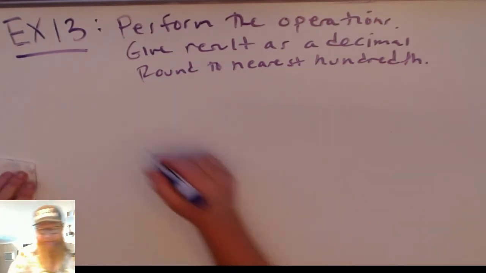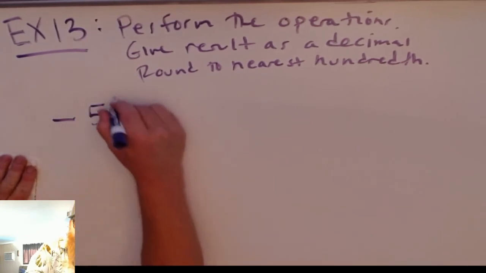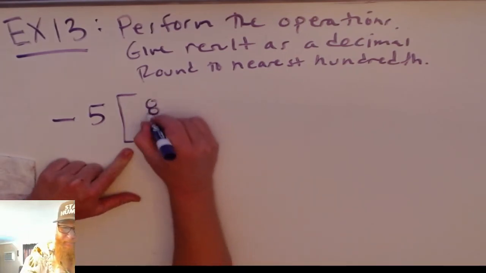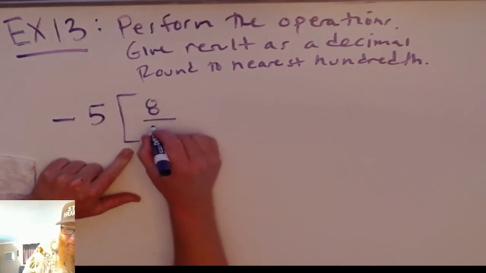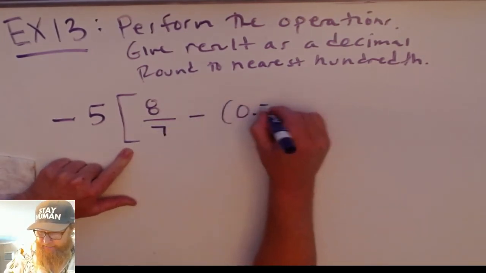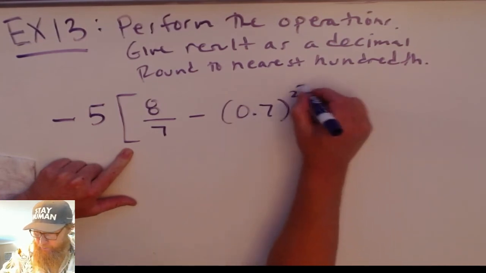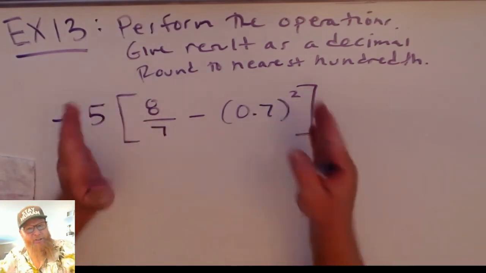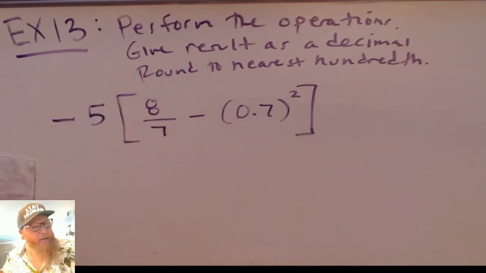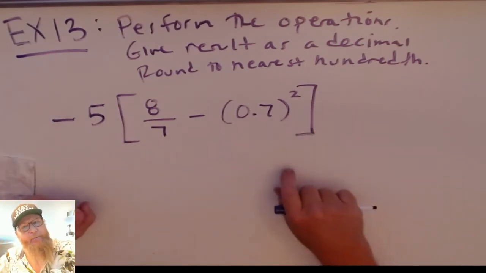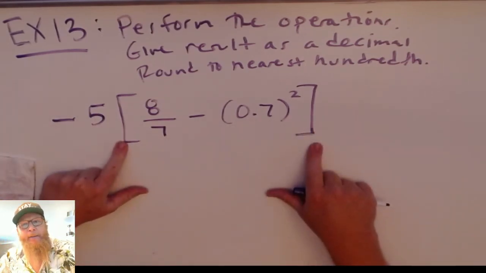Sometimes it's not necessary. So you've got negative 5 times, square bracket, which means the same thing as a parenthesis, 8/7 minus 7/10 squared. If you prefer just using all round parentheses when you're writing, you certainly are allowed to do that. We do this to sort of break up the monotony of seeing a lot of different parentheses, but these mean the same thing. Okay.